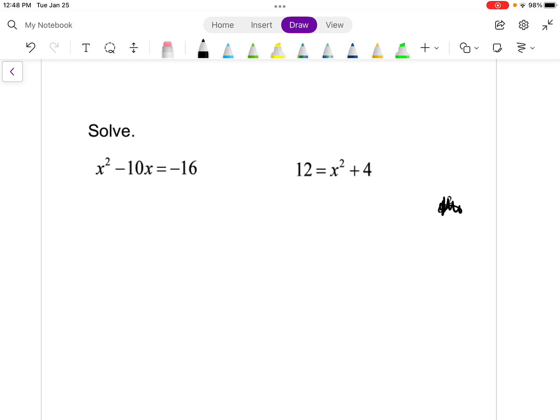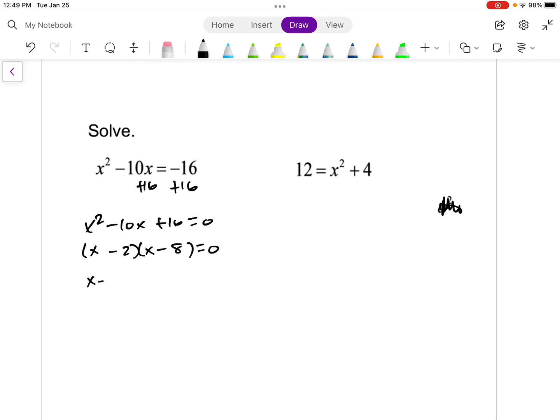All right, so just a quick review to help introduce our topic. These are quadratic equations, and we're solving them, right? We've gone over two different ways to solve them. One is by factoring. If I'm going to factor, I want everything on one side, so I'd move the 16 over. So I have x squared minus 10x plus 16 equals 0. We factor that and end up with x minus 2 and x minus 8.